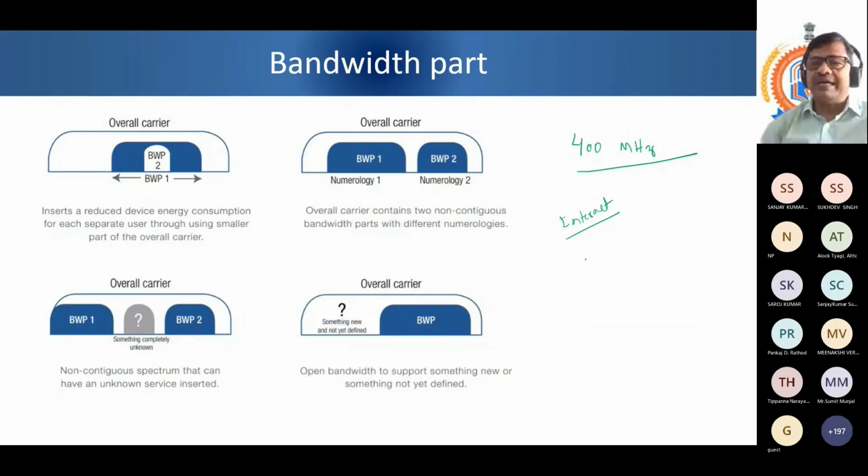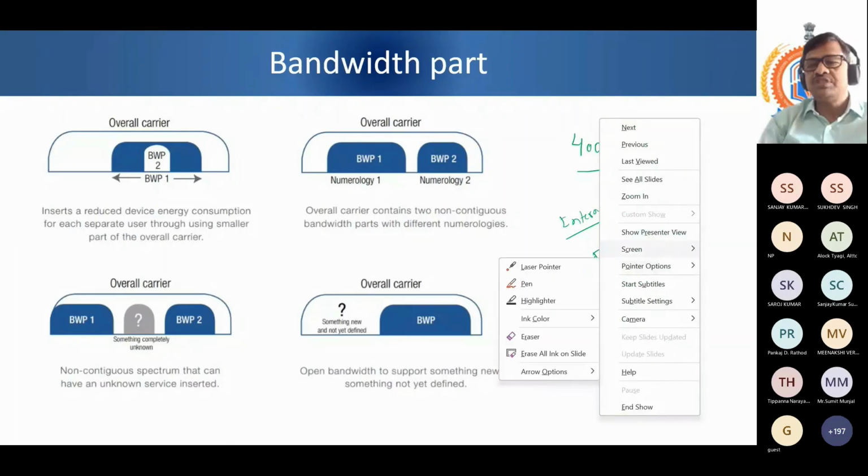And for IoT devices, which are required to operate only on low band, you can design an IoT sensor with only low band, say the 700 megahertz band, and a bandwidth part of 5 megahertz only, right? So that the complexity of IoT devices is less and the cost of IoT devices is less. So there is a concept of bandwidth part which was not there up till 4G.